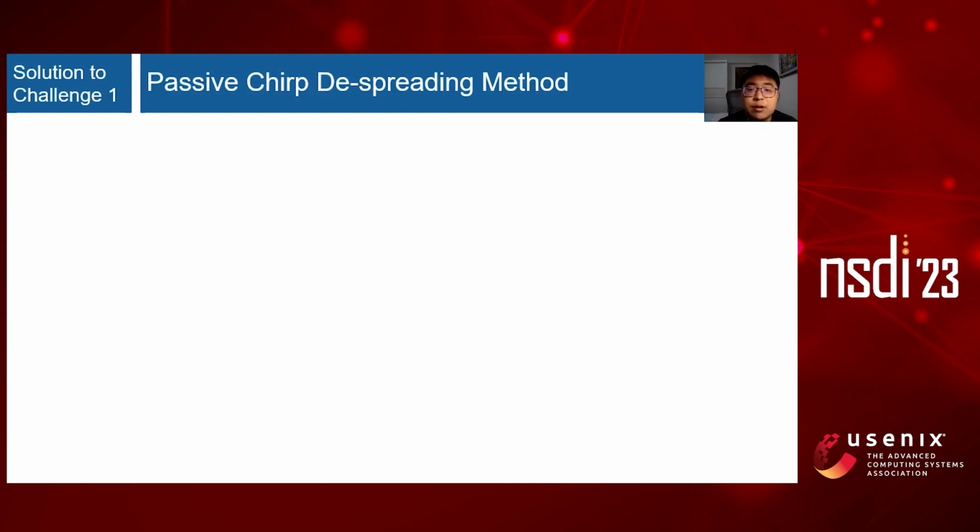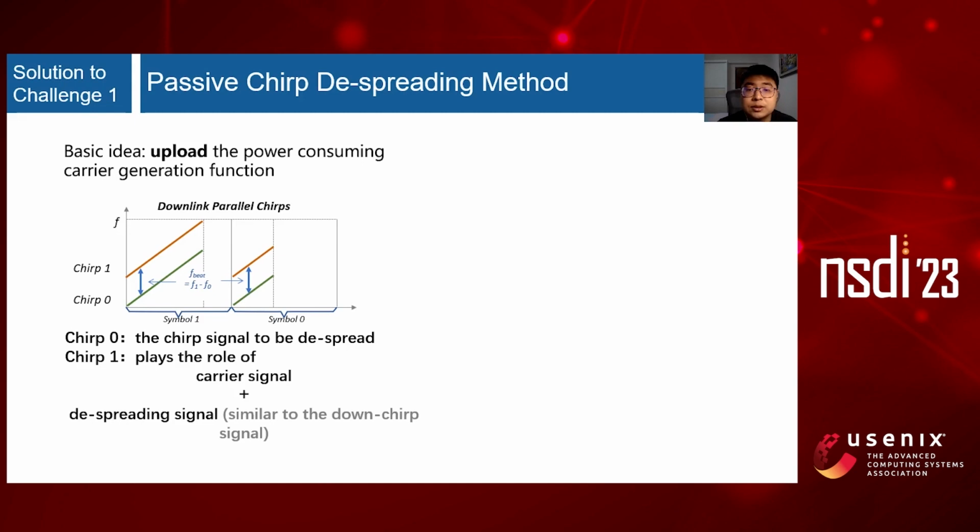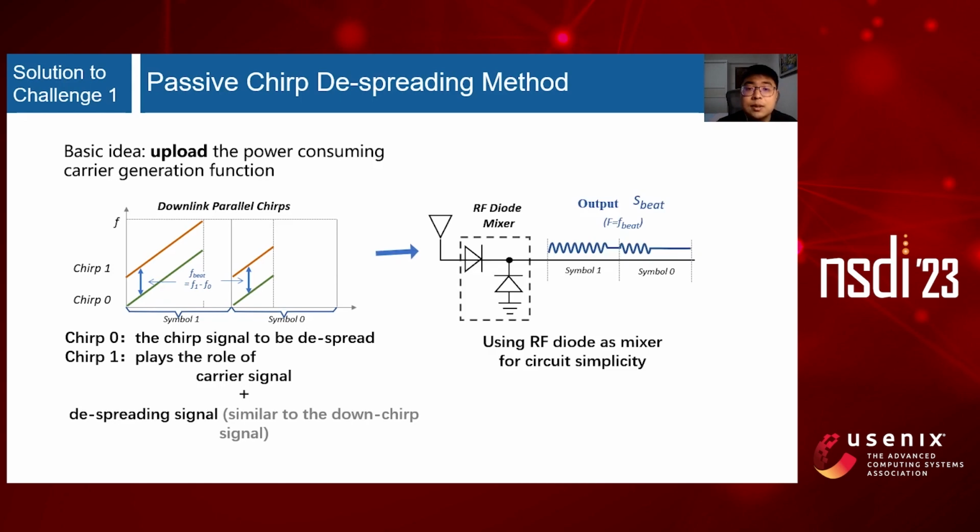The solution to challenge one is passive chirp de-spreading method. Its basic idea is to offload the power-consuming carrier generation function to the RF transmitter. In detail, the RF transmitter sends two chirps, namely chirp 0 and chirp 1. Chirp 0 is the chirp signal to be de-spread, while chirp 1 plays the role of carrier signal and de-spreading signal, which are necessary in chirp de-spreading process. These two chirps will be mixed by the μMote receiver. For circuit simplicity, we use an RF diode as mixer.